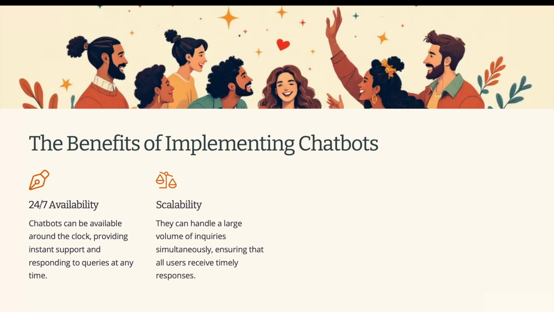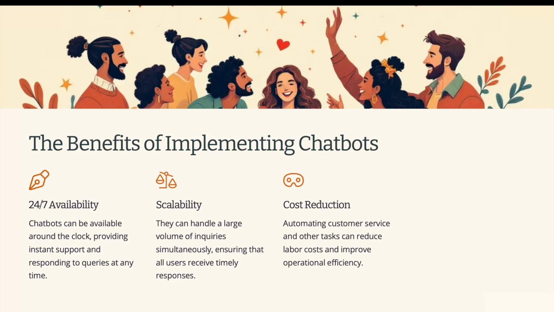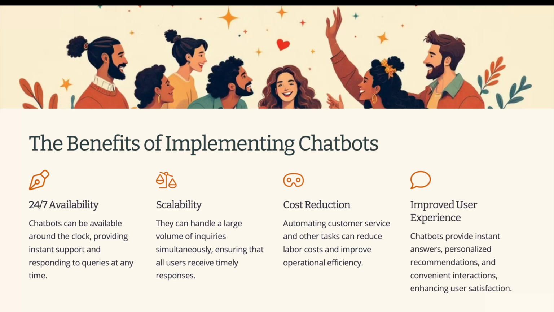Second, chatbots offer scalability. They can handle a high volume of inquiries simultaneously, which is difficult for human agents to manage, especially during peak times. This means businesses can ensure that no customer query goes unanswered, providing faster response times even as the number of interactions grows. Another significant benefit is cost reduction. By automating routine customer service tasks, businesses can reduce the need for large customer support teams, leading to a lower labor cost and more efficient operations. Chatbots can handle simple queries, allowing human agents to focus on more complex issues. Finally, chatbots improve the user experience.